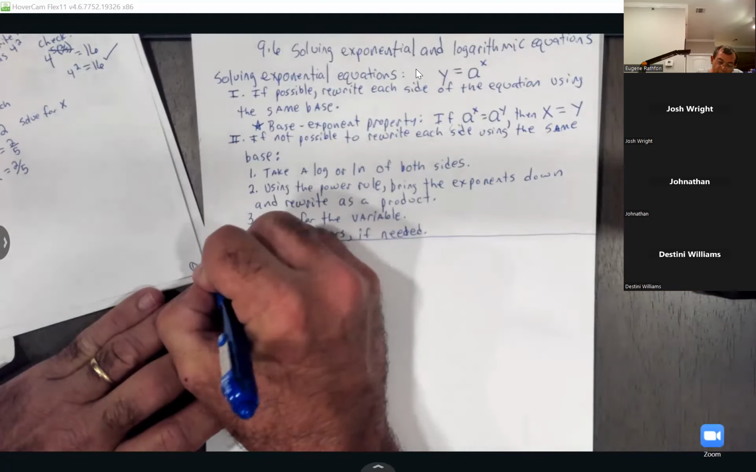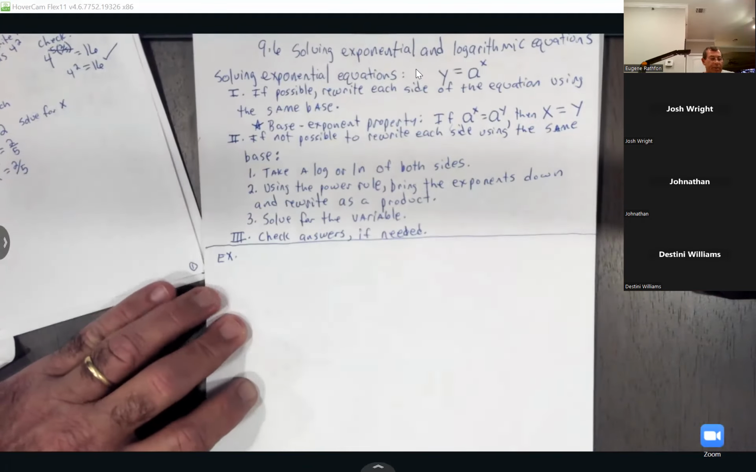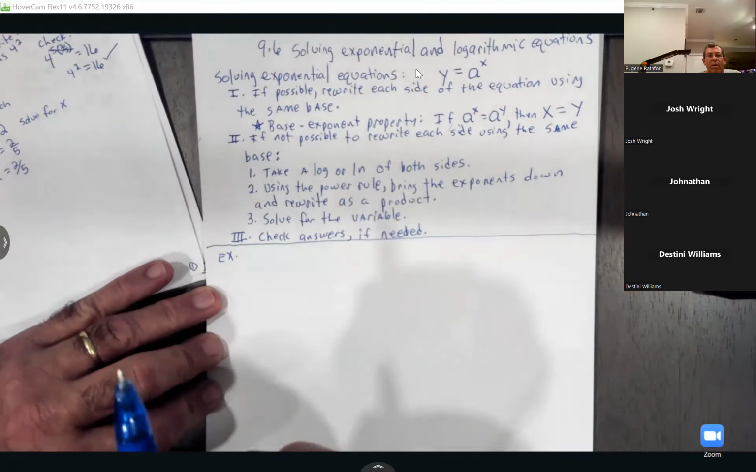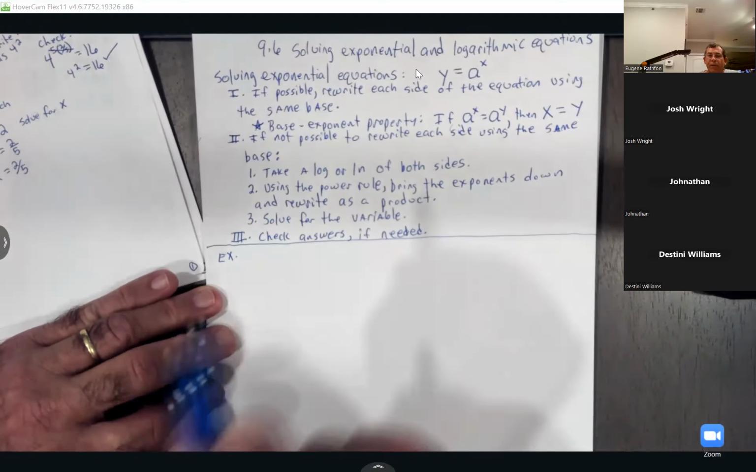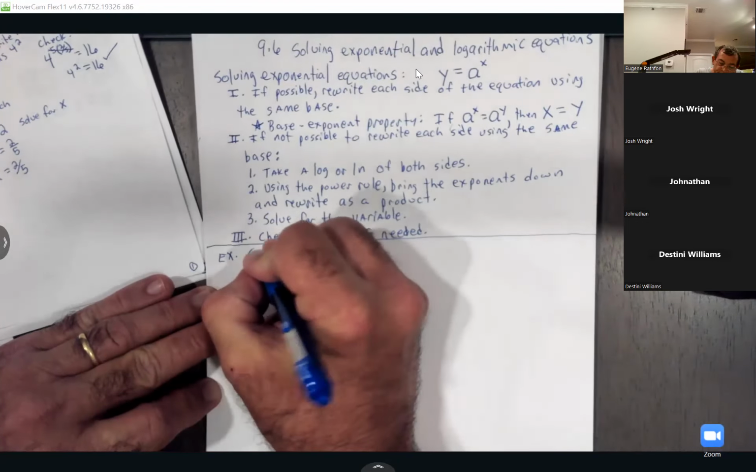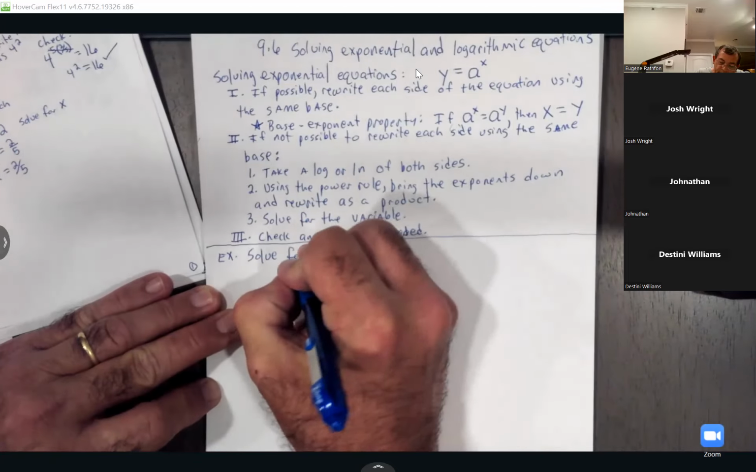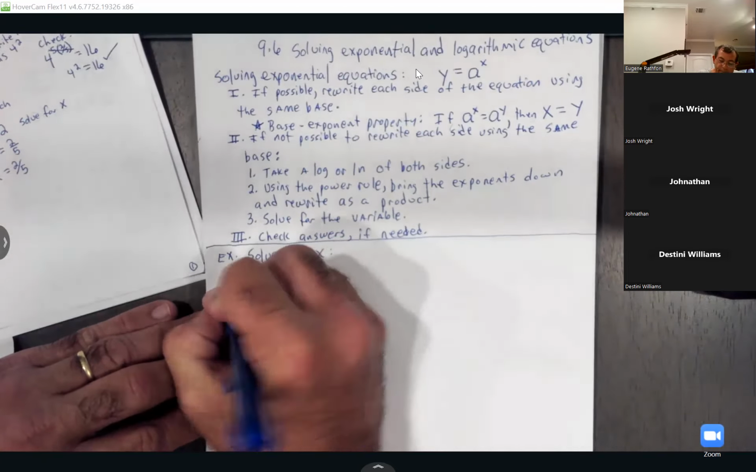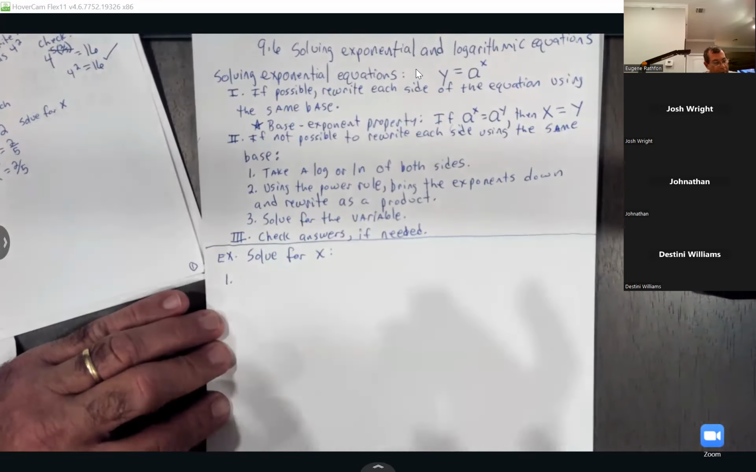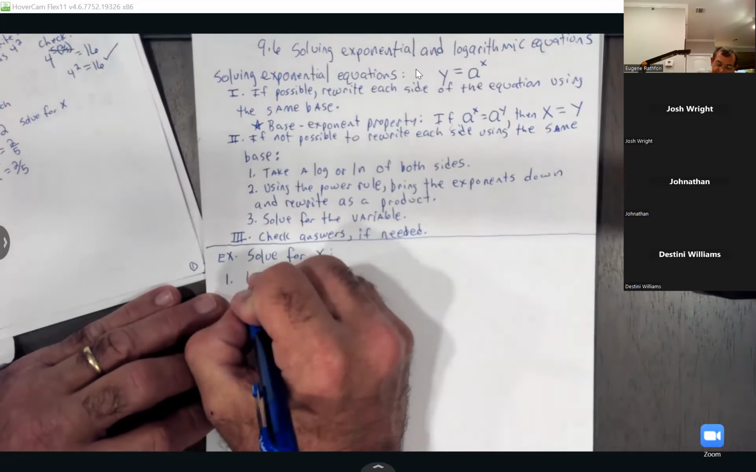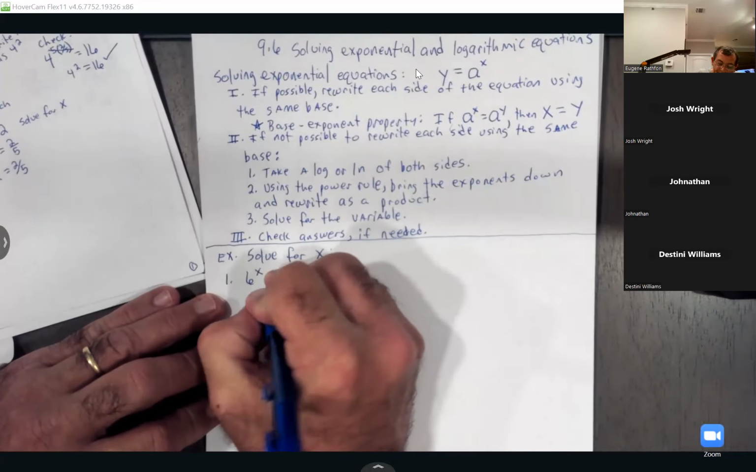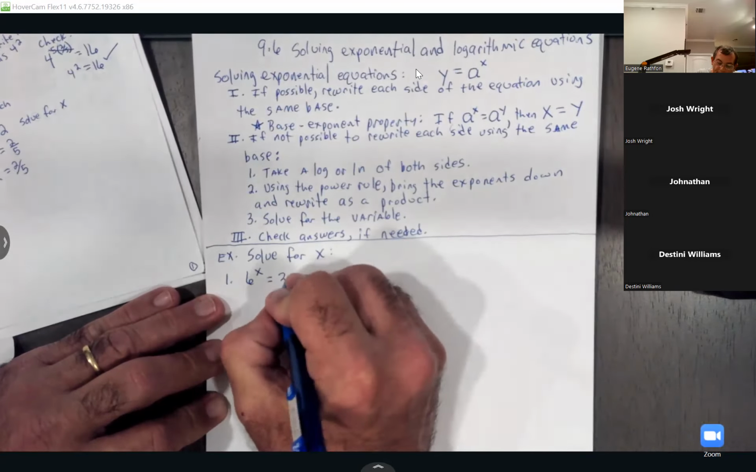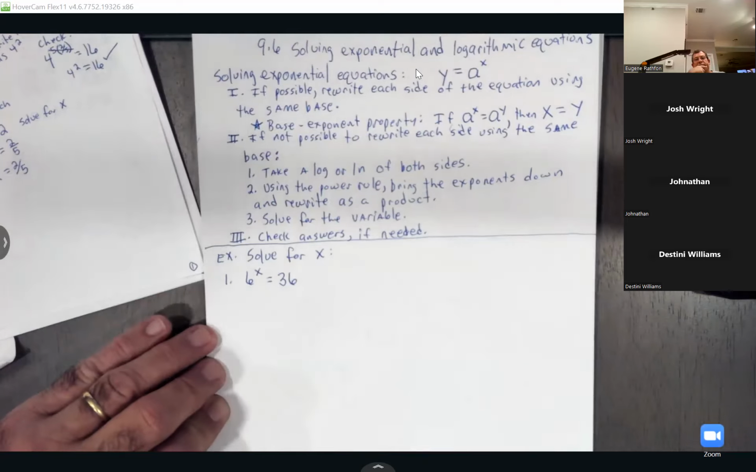All right, y'all, so here we go. We're going to start solving equations. So these will actually say solve for x. All right, so let's play with this first one, y'all. I got 6 to the x equals 36.